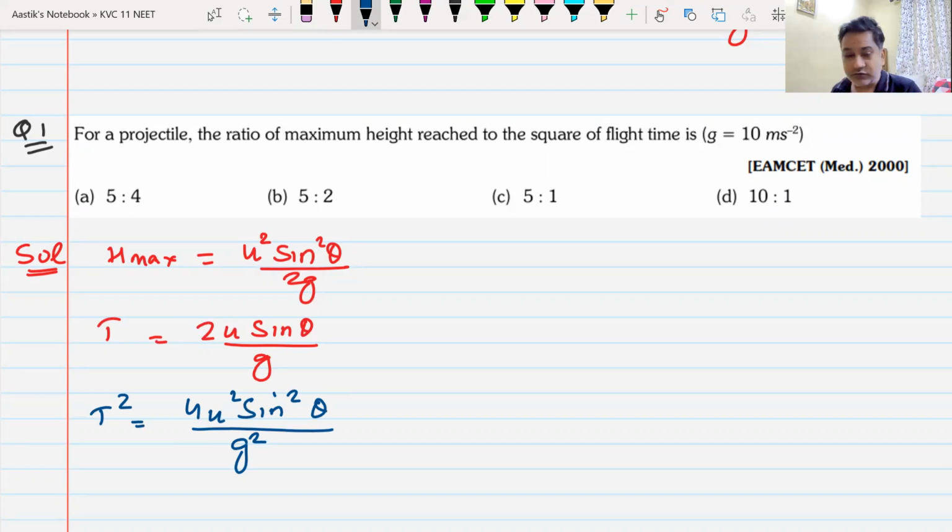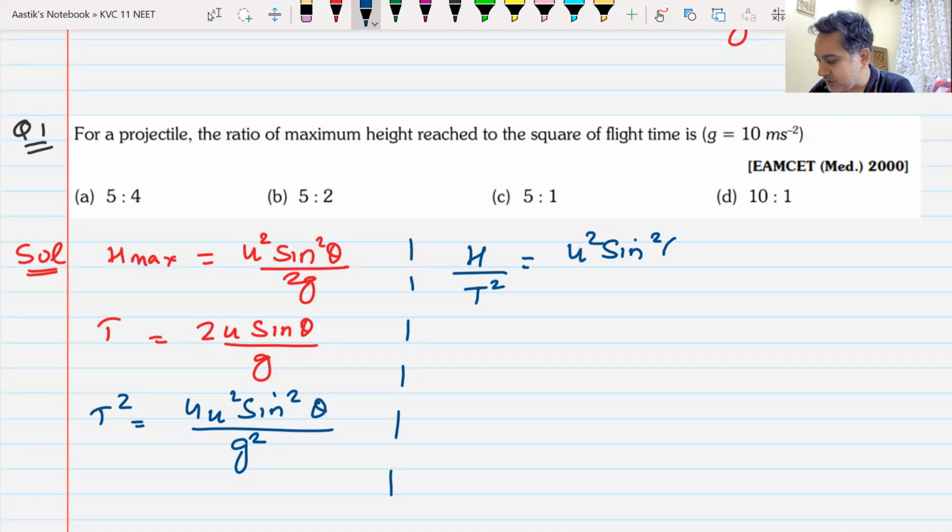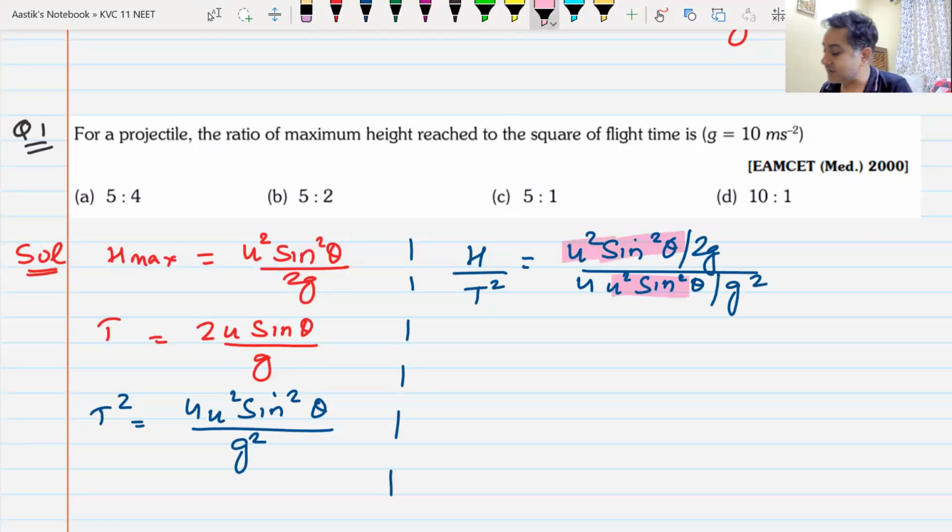Then we had to find the ratio or the division of maximum height by time of flight squared. So H max divided by T square becomes u square sine square theta by 2g divided by 4 times u square sine square theta by g square. This term and this term, the entire term cancels. G square goes in the numerator, 1 g will cancel. So you will have g divided by 8.